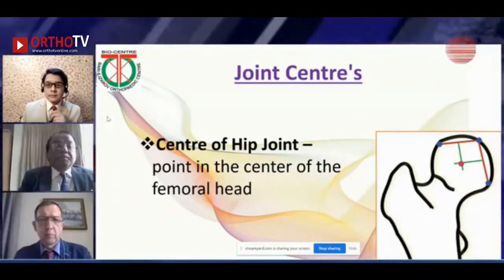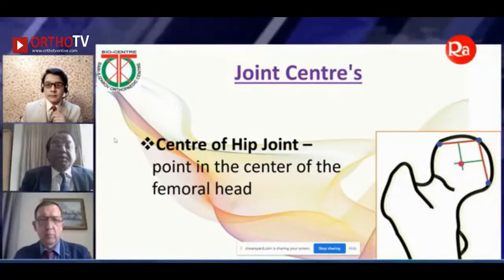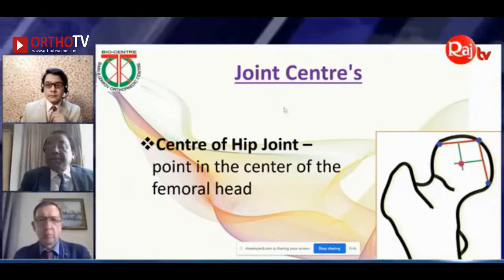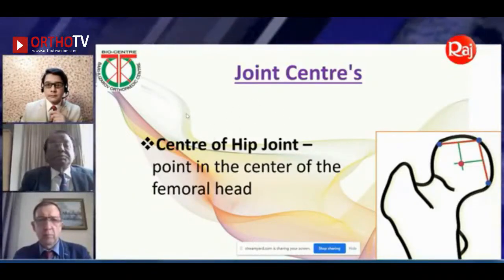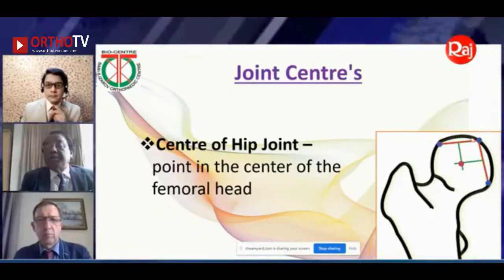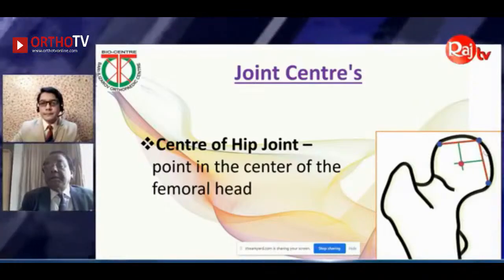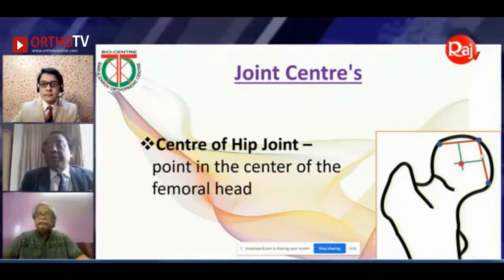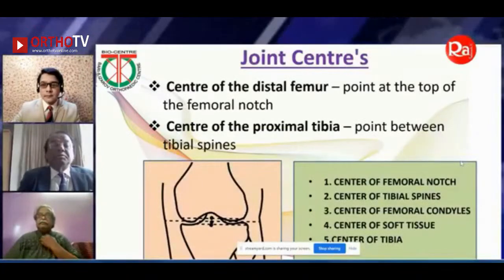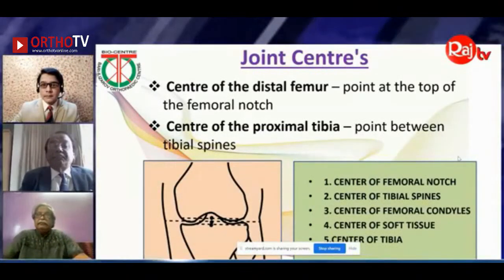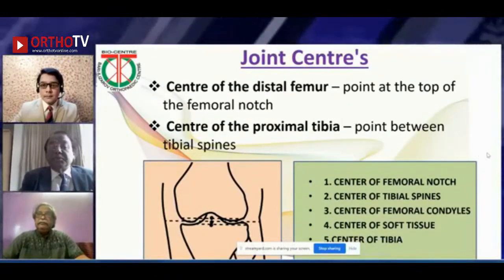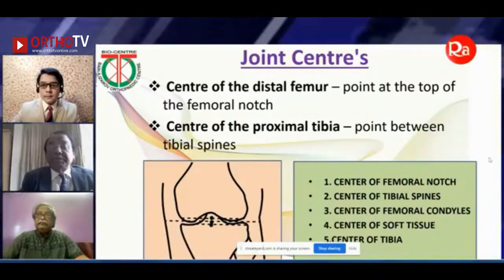Joint center: the center of the hip is the point in the center of the femoral head. You can see here, if you take three points on the femoral head, one here, one here, and connect all of these and draw the perpendicular lines, you'll get the center of the head of the femur. Joint center, center of the distal femur: the point at the top of the femoral notch. Center of the proximal tibia: the point between the tibial spines.